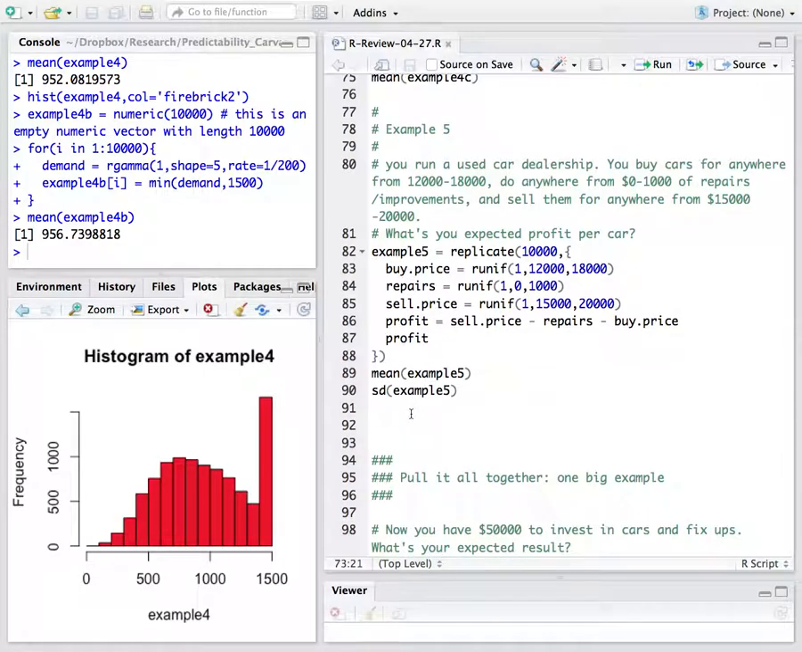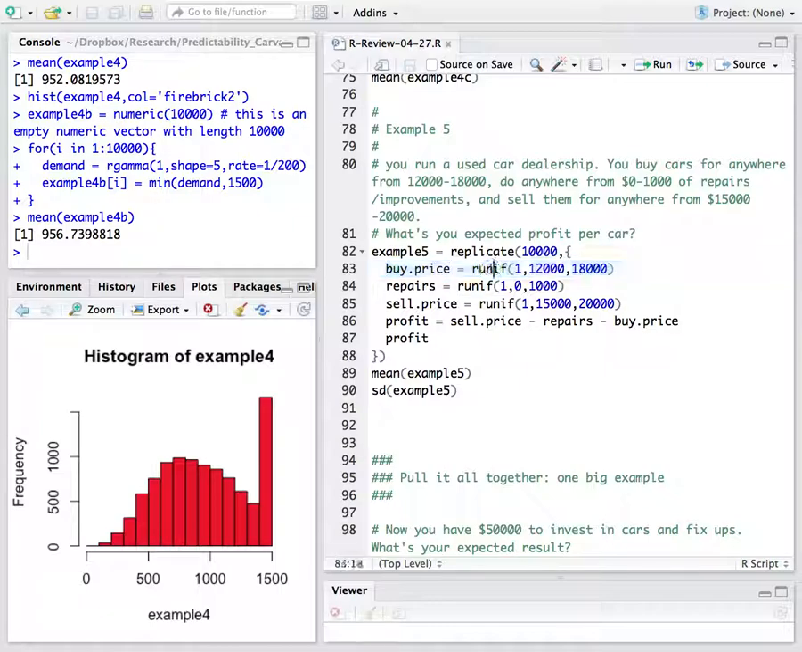All right, example 5. Let's get a little more complicated. You are running a used car dealership. You buy cars for anywhere between $12,000 and $18,000. You do anywhere between $0 and $1,000 of repairs, and you sell them for anywhere from $15,000 to $20,000. Obviously, to generate a profit, you need to buy and repair them for less than you sell them for. If we don't monitor that closely, what's the average return you'll get off one of these car deals? So we can replicate that as well.